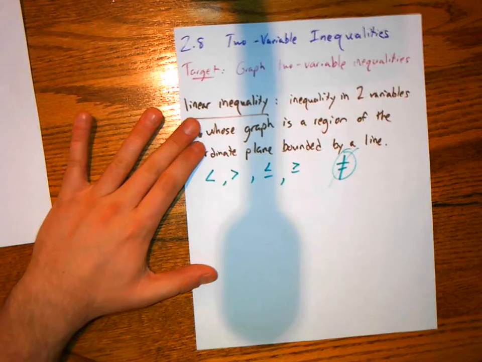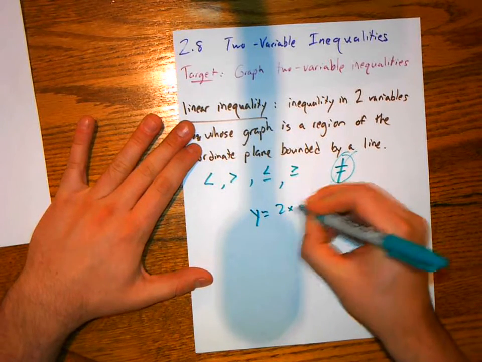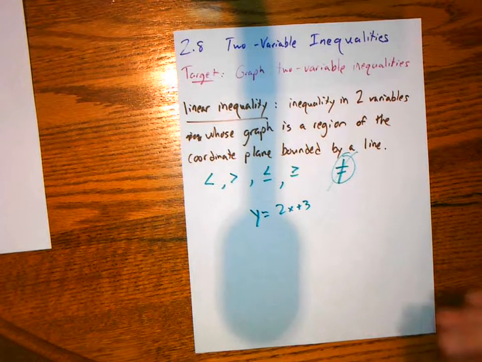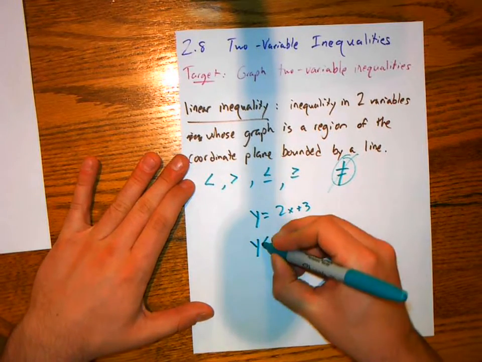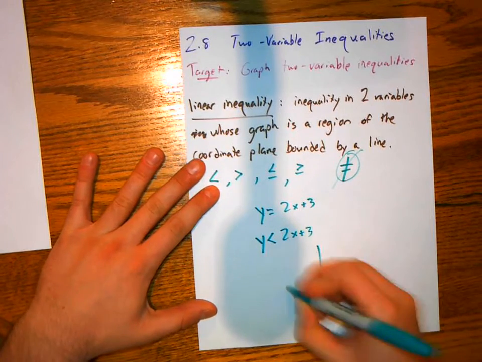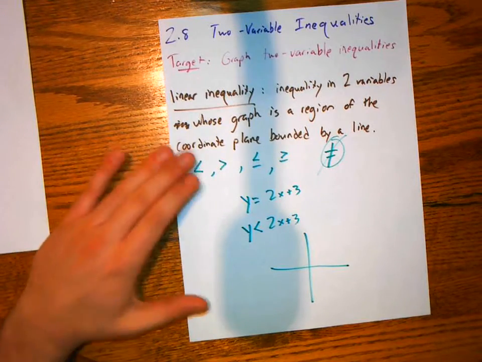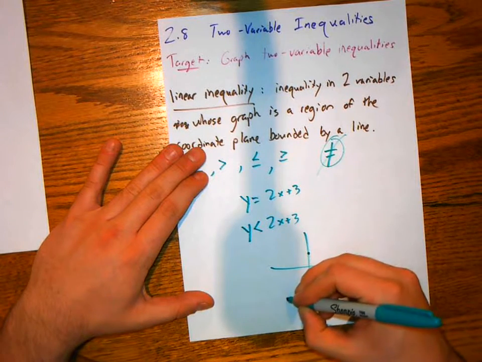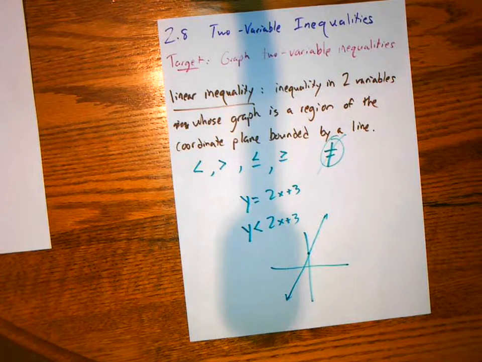So instead of seeing an equation that looks like y equals 2x plus 3, where you graph that line and the only thing that exists is what's on that line, what you may find is an inequality where y is less than 2x plus 3. You still take the same path on graphing that line. You have a y-intercept of plus 3 and then the slope of 2, and that is the equation of the line.